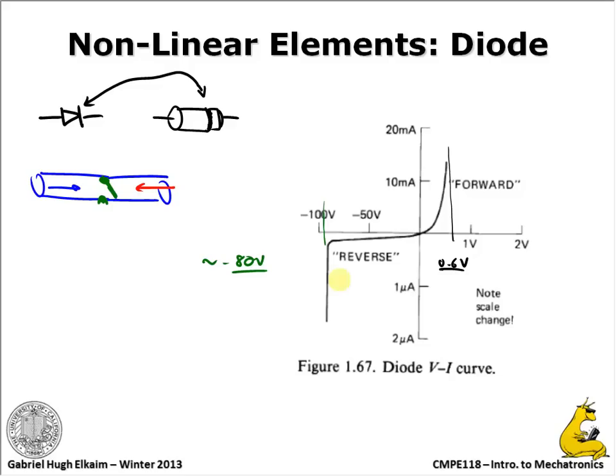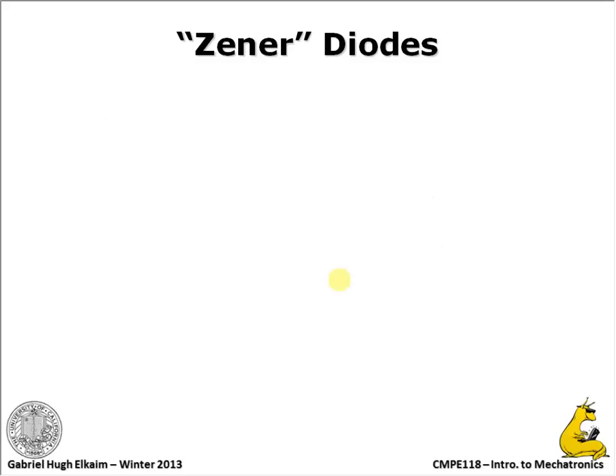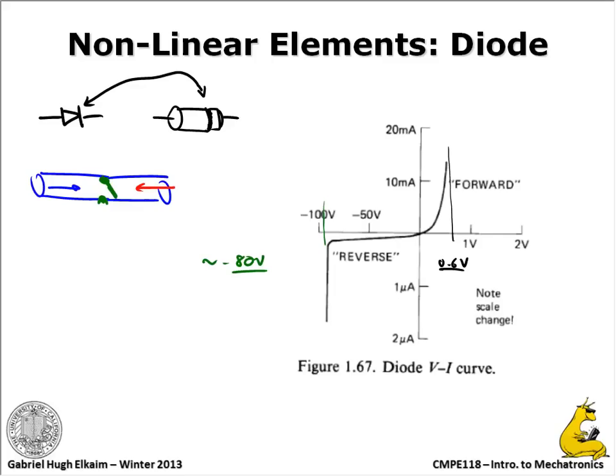There are other special diodes. Basically, the idea is if you take it in reverse conduction all the way into breakdown, this is called the breakdown voltage. Breakdown voltage. And at breakdown, that's it. It's gone. You've killed it. So if you stay below the breakdown voltage, you're okay. But if you exceed it, then it's dead.